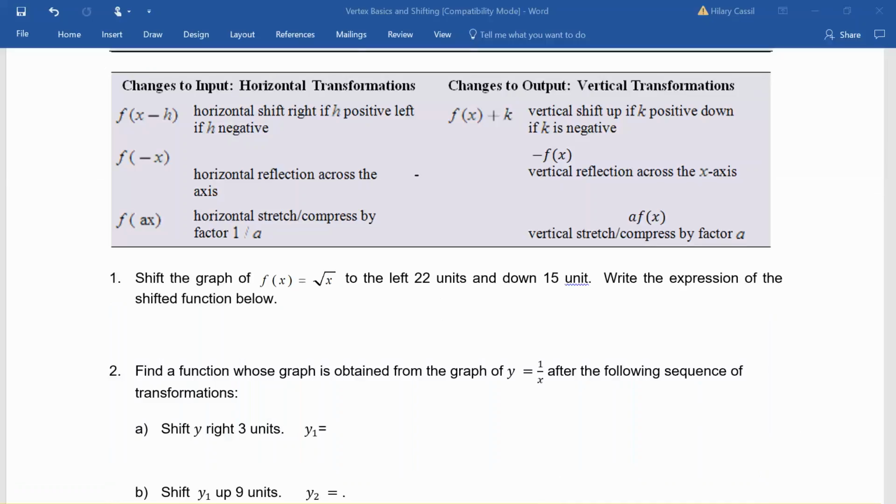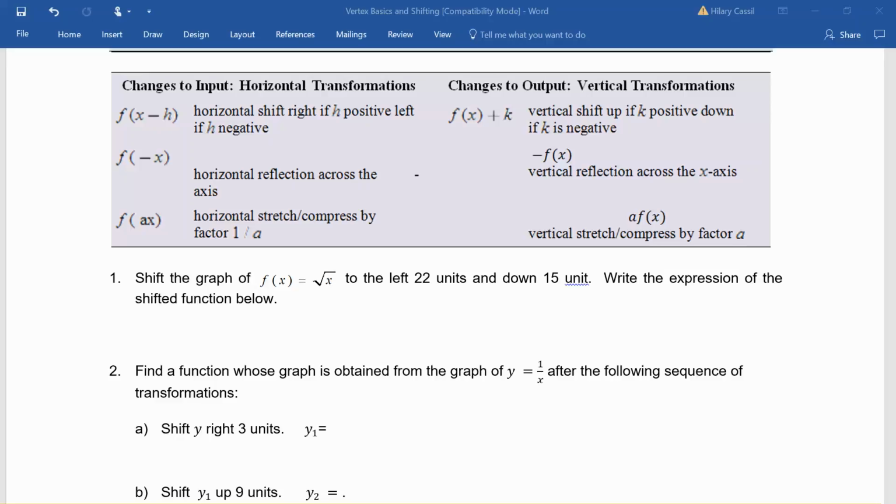So this leads us right into discussing our shifting and scaling. And here's just a refresher of everything that's going on. So if we have f of x minus h, that's going to be a shift to the right if h is positive, if we have x minus h, and a shift to the left if h is negative, and that would read x plus h.